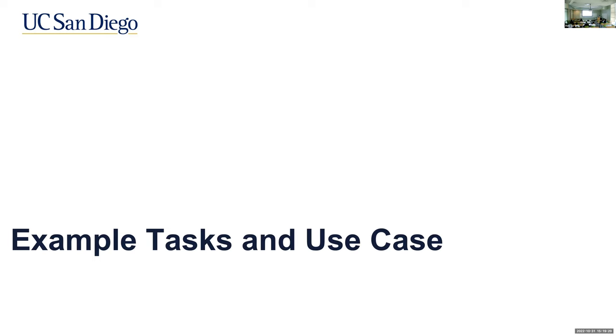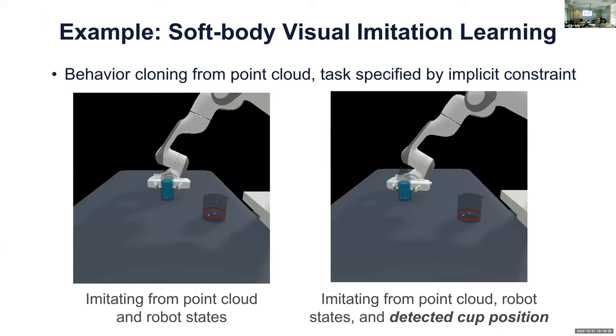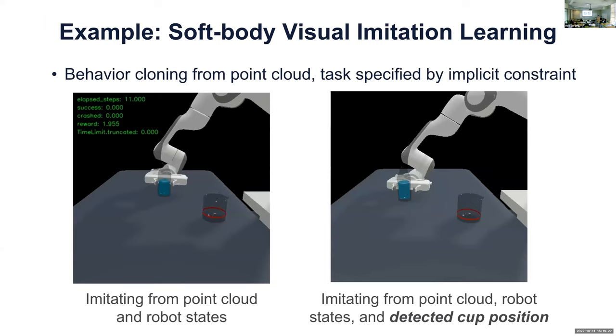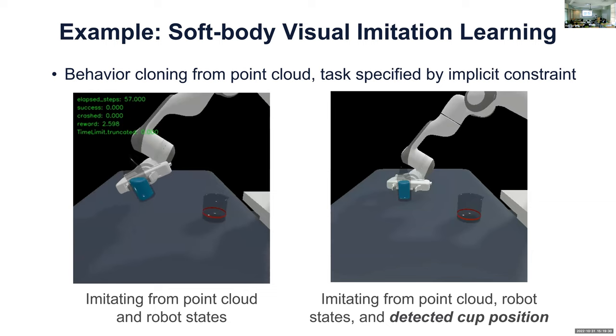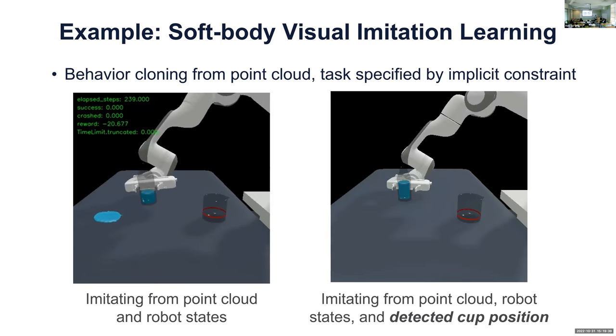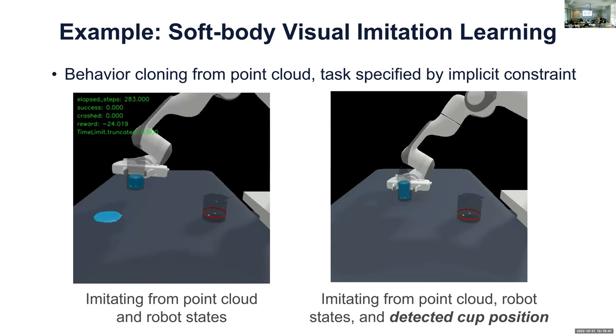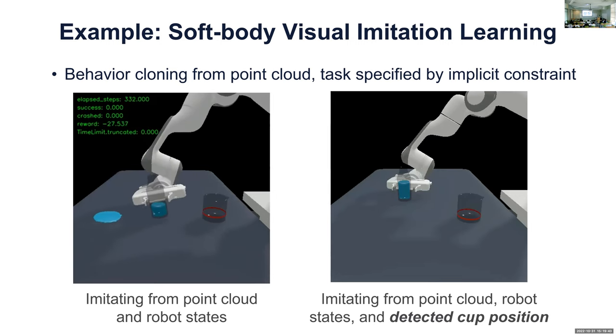To give you a better and more concrete sense, let me show you some example tasks and use cases. The first is a soft body manipulation task: you want to pour the water out of the bottle into a beaker to reach a specified water line. For this task, we need to represent the input. Because there's soft body involved, you may consider representing the scene as a point cloud, where the water is a collection of particles.